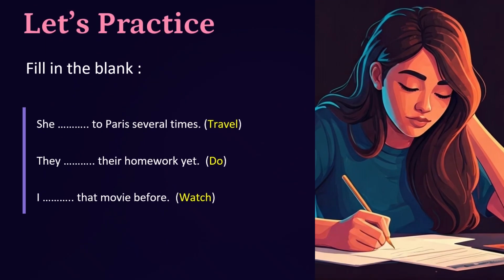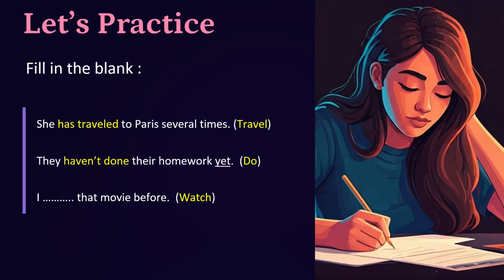Okay, now let's practice. Fill in the blank with the verbs you have been given. Pause the video and answer them. Okay, I hope you answered them correctly. She has traveled to Paris several times. They haven't done their homework yet. Be careful. We use yet in negative sentences or questions. I have watched that movie before.